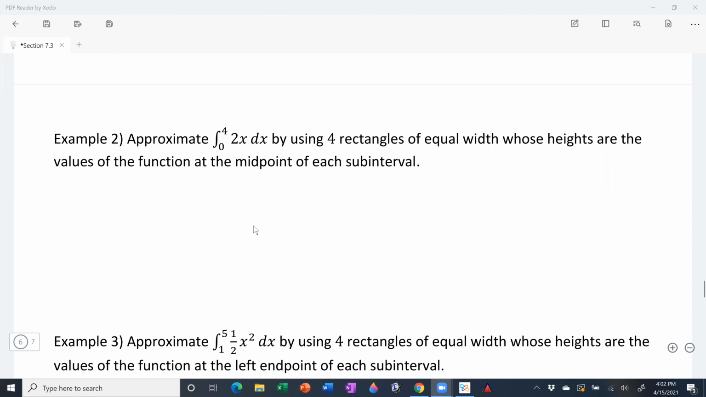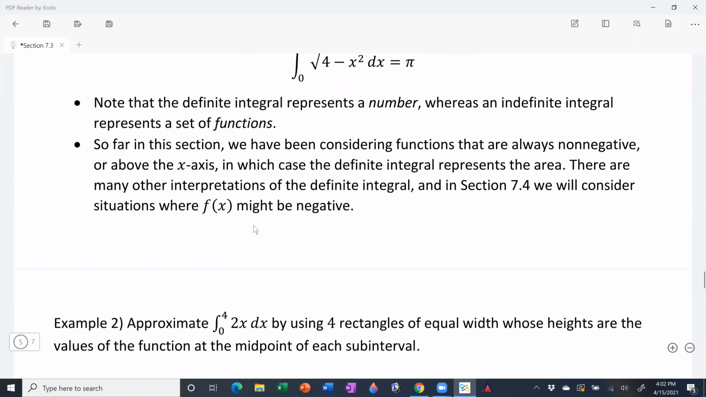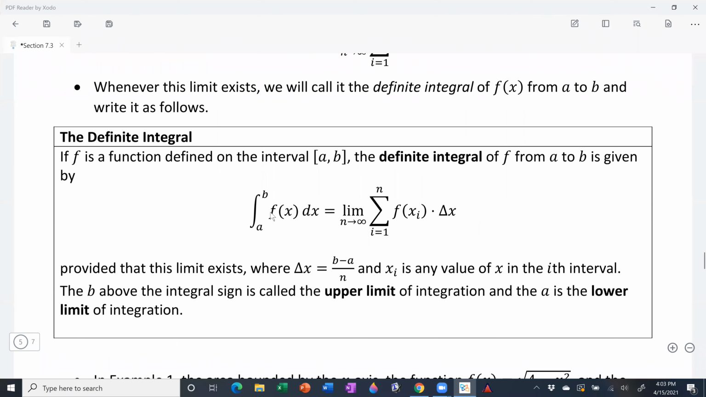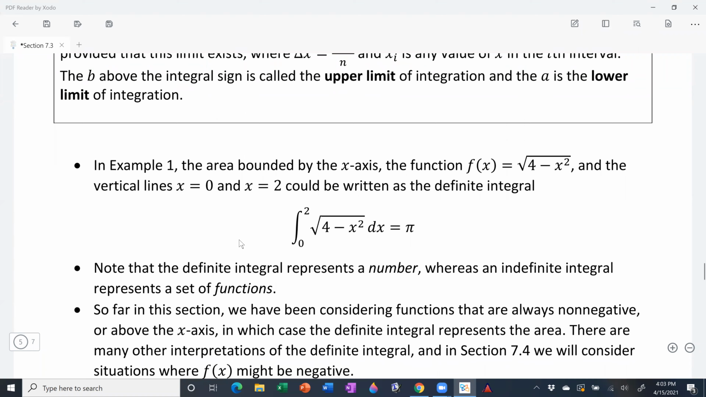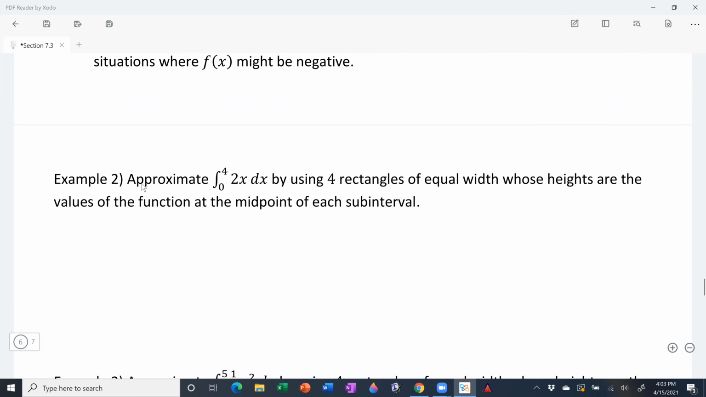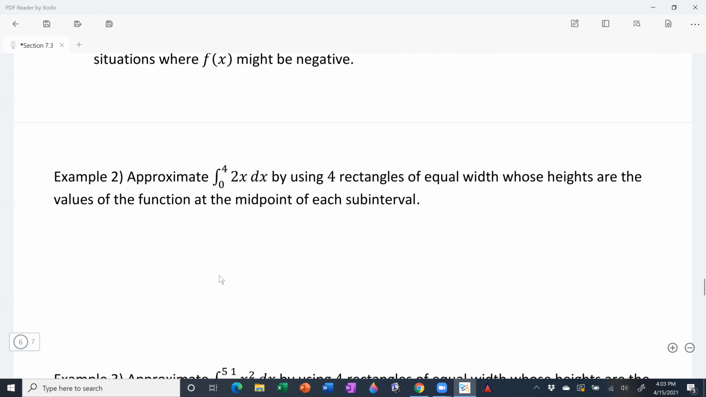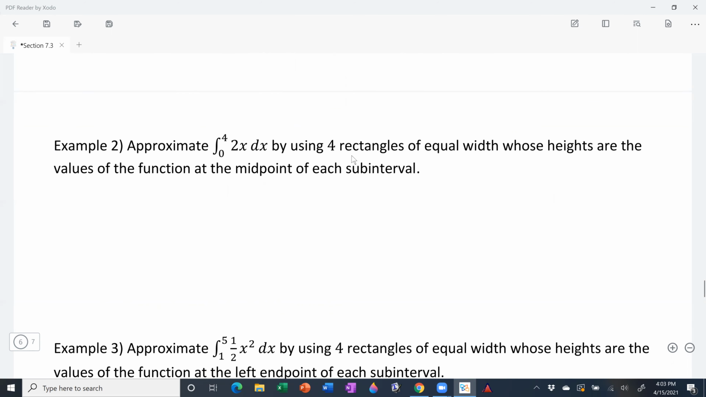Okay, so in the definition here of our definite integral, it is a limit as n goes to infinity. And so this is going to end up being the exact value. Okay, we're not quite ready to do the exact value. We're going to continue with approximations. So when you see that word approximate and they're talking about some number of rectangles, then we do need to get a little bit more specific about what point in each subinterval we choose.